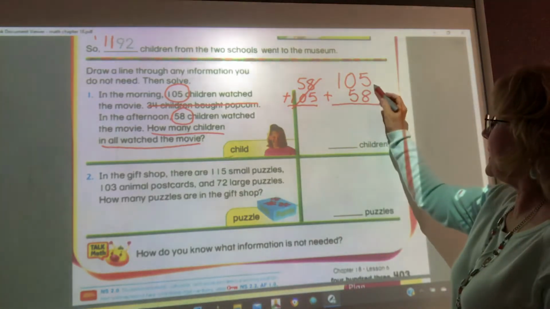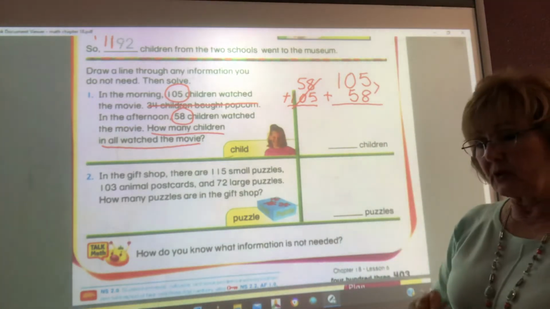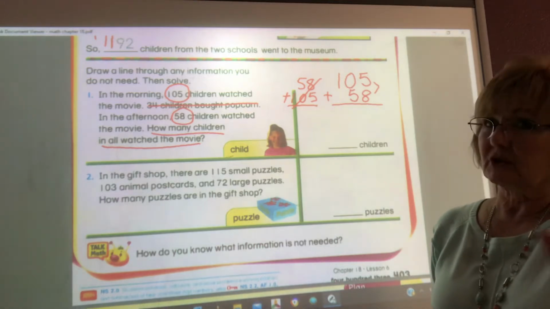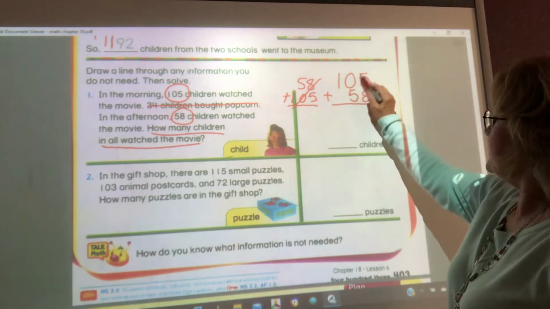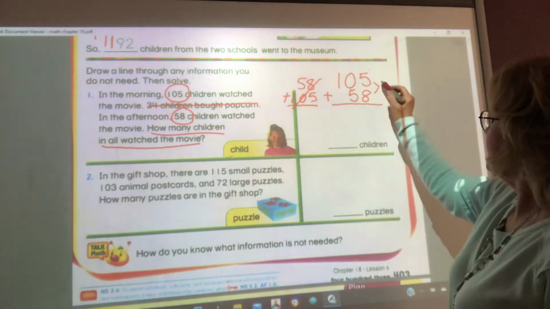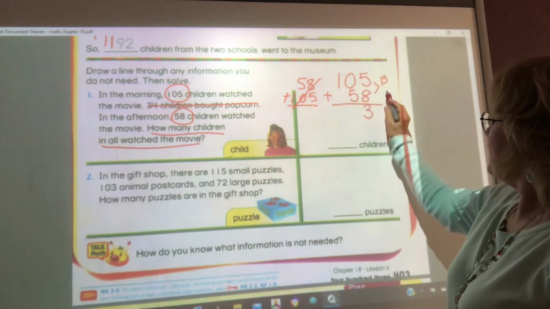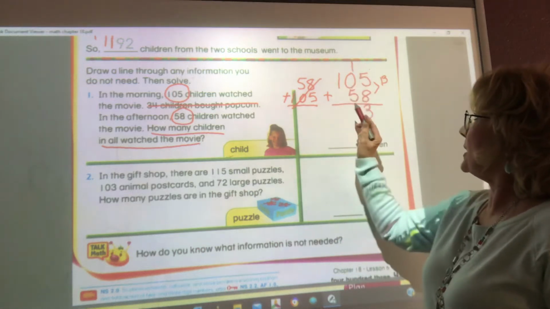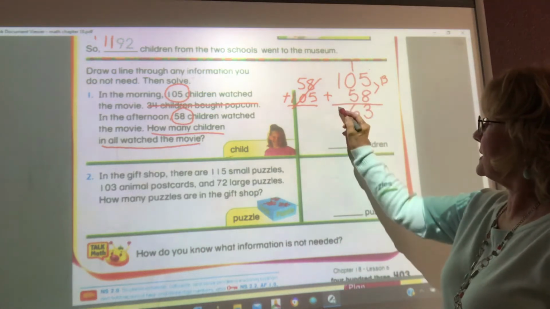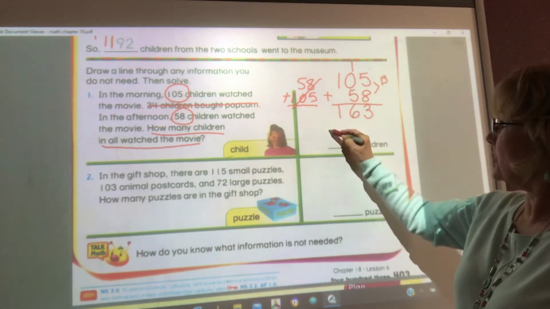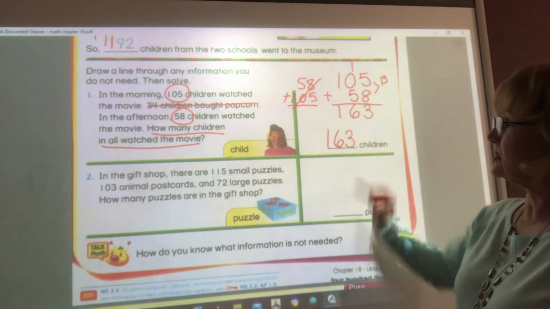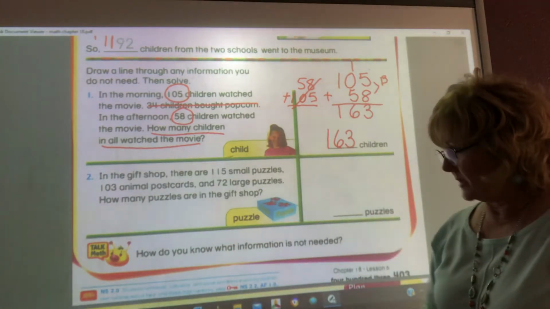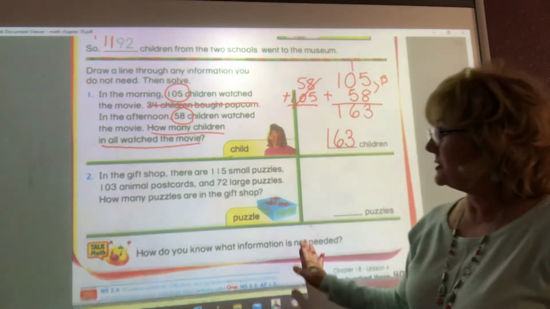So go ahead and add 8 plus 5 and tell me what you get. 14, you say? You're close. 8, 9, 10, 11, 12, 13. Oh, you said 13. So you drop the 3, you carry the 1, right? 5 plus 1 is 6. Bring down your 1. So 163 children watched the movie, okay? Always remember to finish your answer. Let's go to number 2.